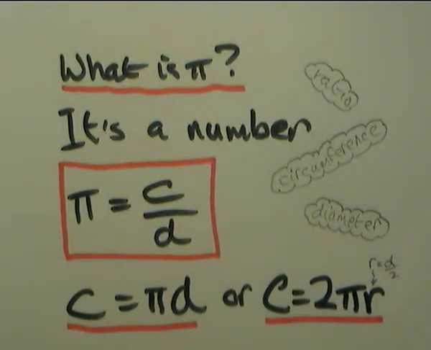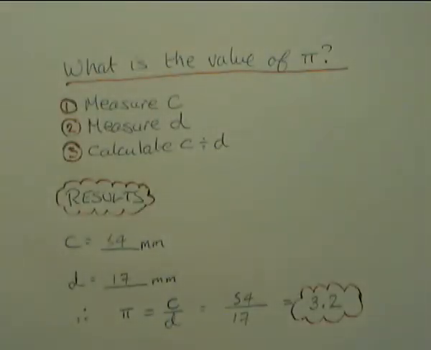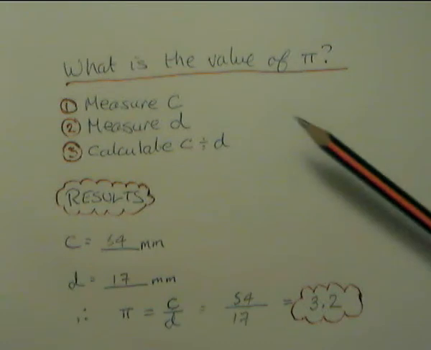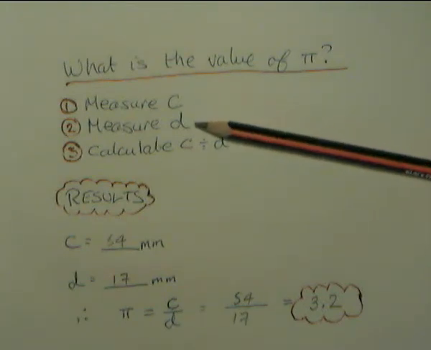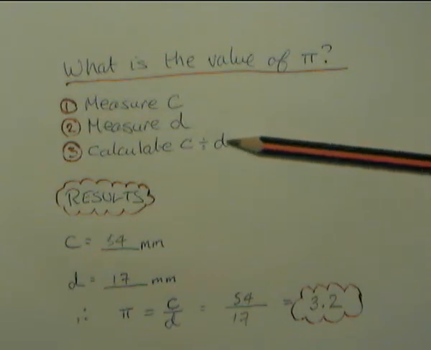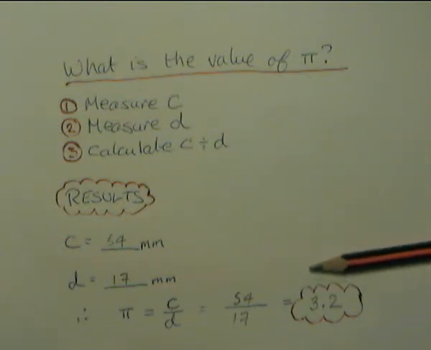Now then, another question I often get is, what's the value of pi? Well, I'm going to show you a rather quick, rough and ready experiment, and there are 3 stages. Number 1, measure the circumference. Number 2, measure the diameter. And number 3, calculate c divided by d to get a value of pi. You can see I've already written in the values here to save time. Well, this is what I did.